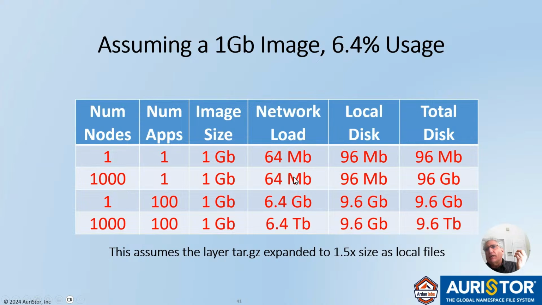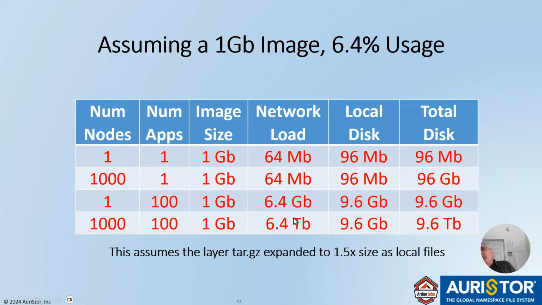This should have been 6.4. Sorry, this would be 640 megabytes. Less than a terabyte instead of 1,000. No, this should have been 6.4 gigabytes. That's a typo. If I was doing 1,000 nodes, this should have been 6.4 terabytes. Running one application to 100 machines would be 6.4 gigabytes over the network.